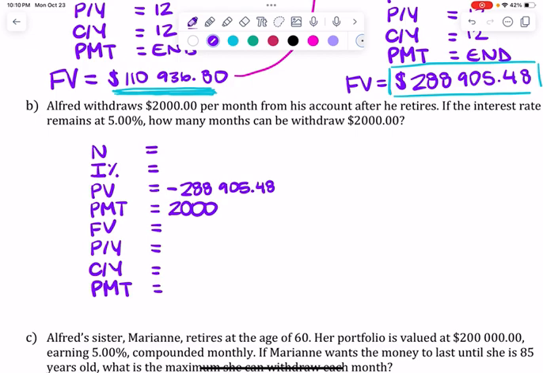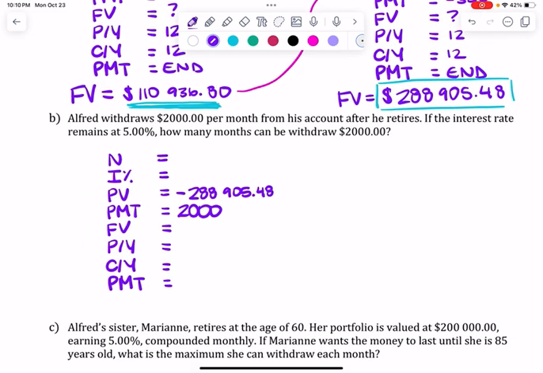Now, some of the other pieces should be fairly obvious to fill out. So I% is going to be 5. My PY, he's withdrawing that money monthly, so is 12. And it's still at that same interest rate. That interest rate was compounded monthly before, so it's going to stay monthly now. It doesn't indicate if Alfred is withdrawing that money at the beginning or end of every month, so we are going to assume that end point.